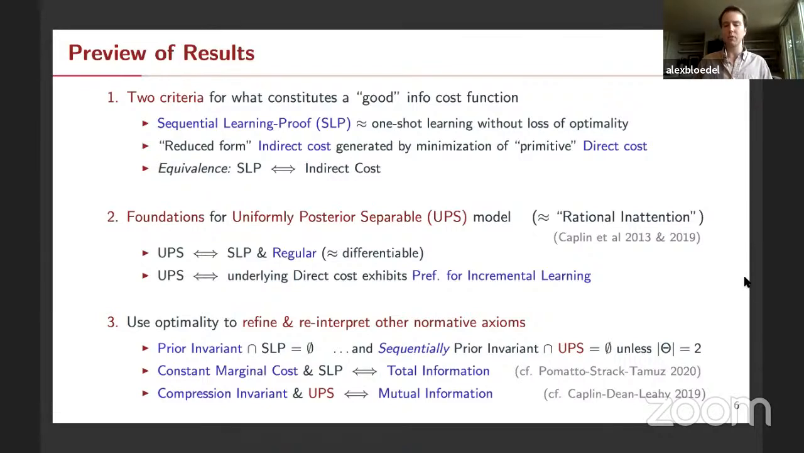For now, I'll just quickly mention that one of these axioms, which is called compression invariance, is inconsistent with our notion of sequential learning proofness, and in an even stronger sense is inconsistent with the UPS model. On the other hand, the latter two axioms, constant marginal cost and compression invariance, when taken in conjunction with sequential learning proofness, uniquely pin down particular functional forms, which we think are particularly tractable and might be of use in economic applications. And I should also note up front that these latter two characterizations are closely related to some recent papers by Philipp and Andrew and their co-authors. And I'll discuss this as we go along.